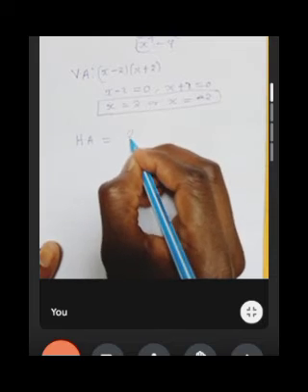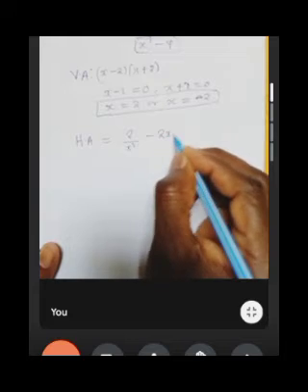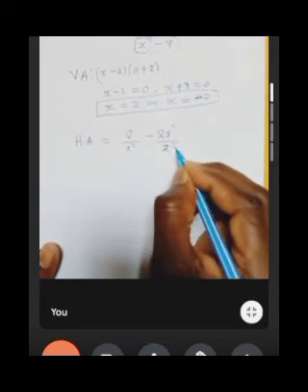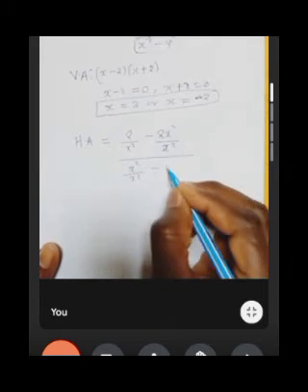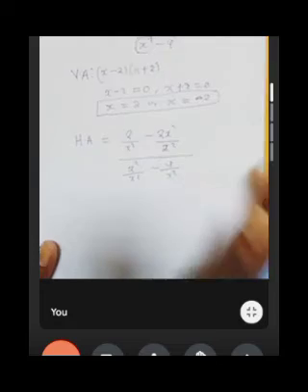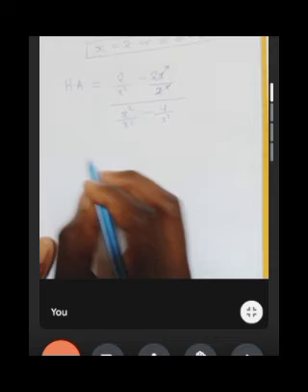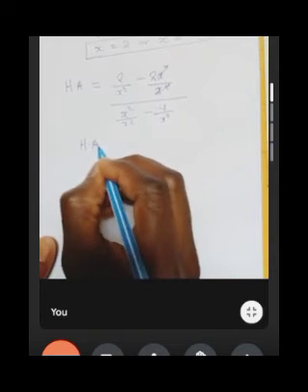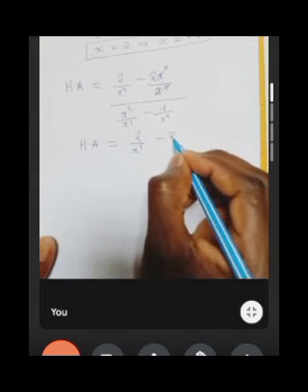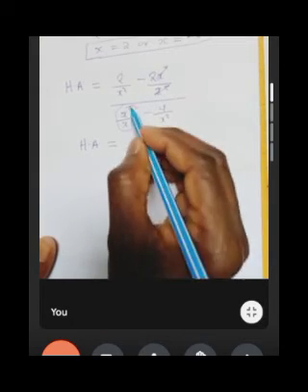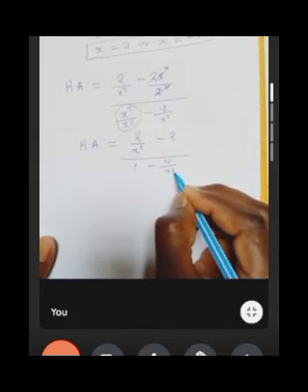So for the horizontal asymptote, you say 2 over x square minus 2x square over x square. You divide here, say, x square over x square minus 4 over x square. This and that will go. Here we are going to get what? 1. Horizontal asymptote is going to be equal to 2 over x square minus 2 over, here we are going to get 1 minus, there we are going to have 4 over x square.